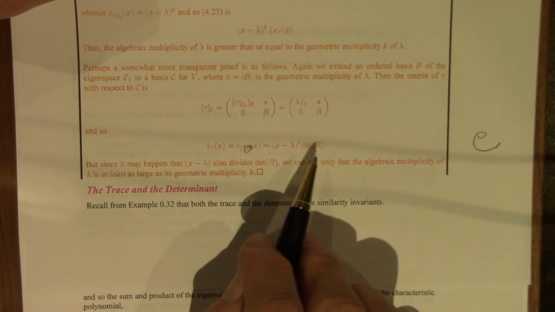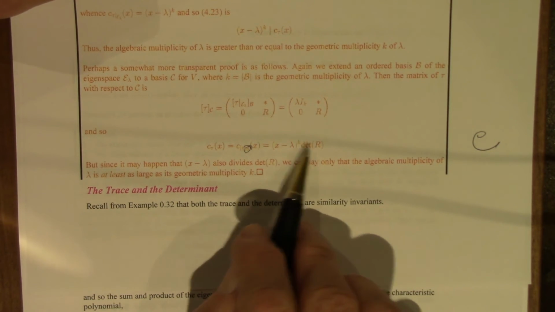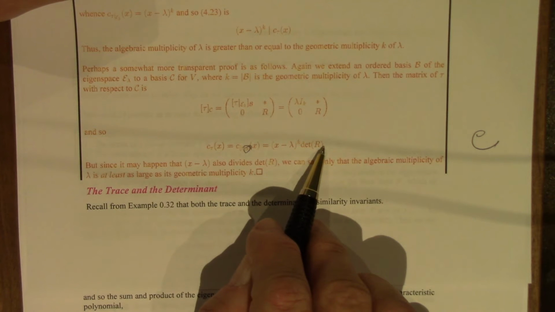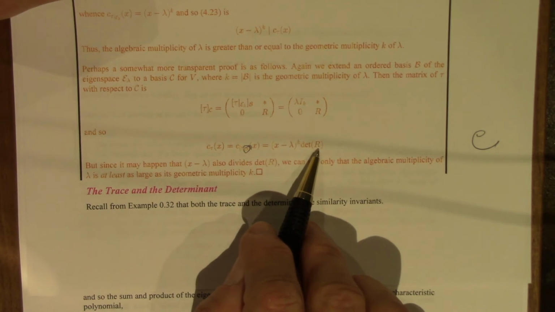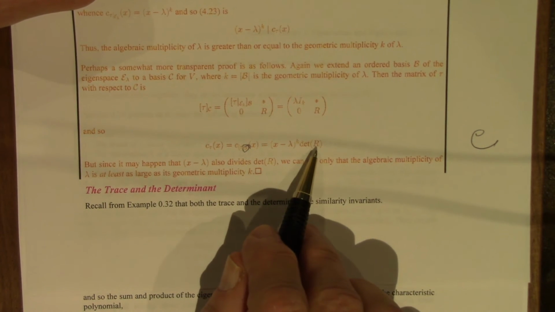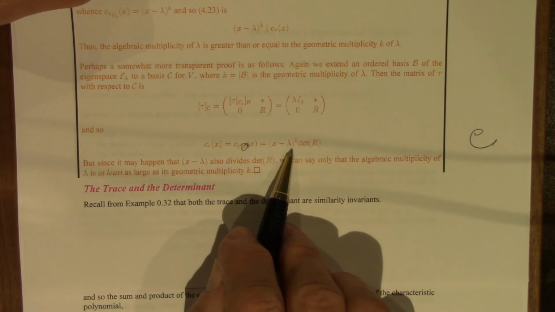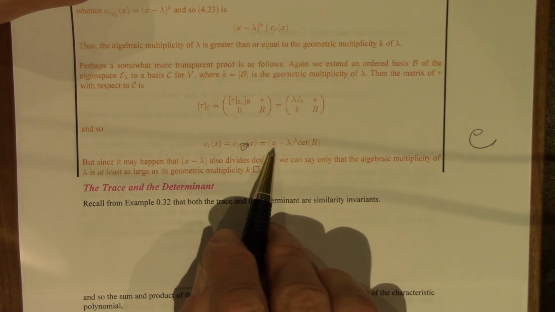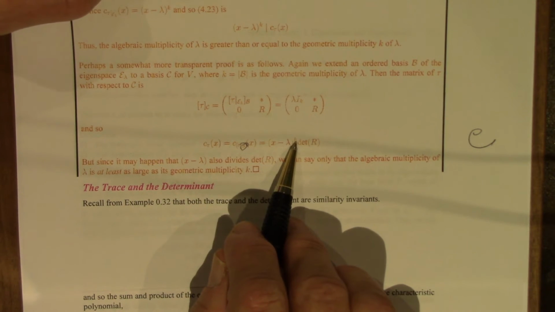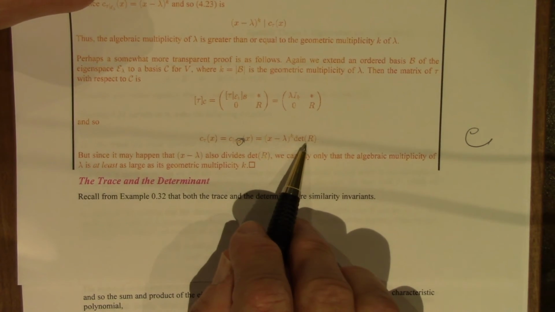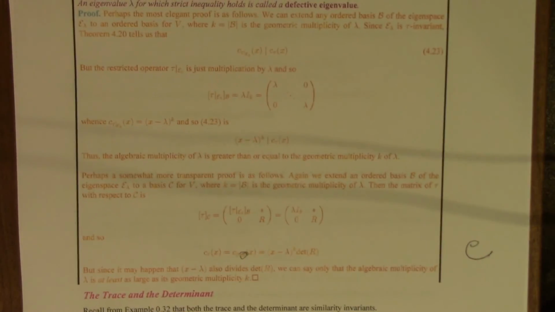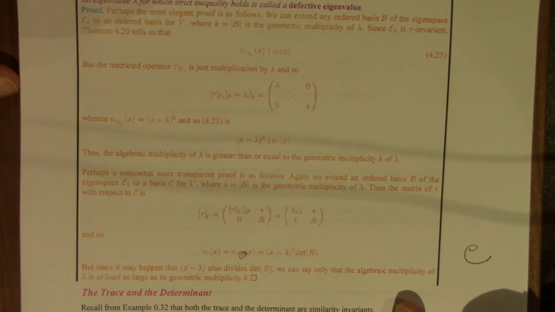But we can't say that x minus lambda doesn't divide the determinant of R. It might. We have no idea. We don't know much about R. We don't know what the determinant of R looks like. It might have x minus lambda as a factor. And so the algebraic multiplicity of this polynomial might be bigger than k. It's at least as big as k. Well, these two proofs are very similar, so you can take your pick and choose which one you prefer.